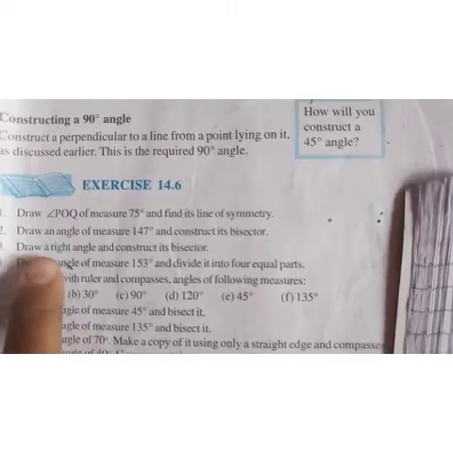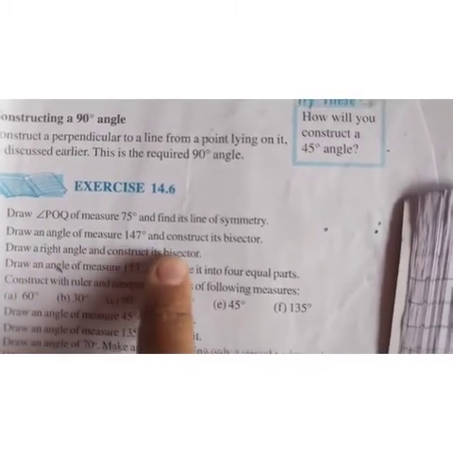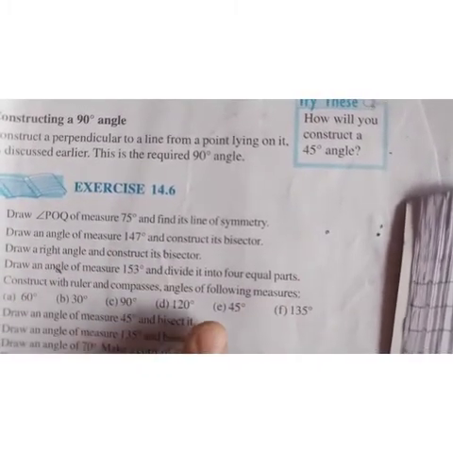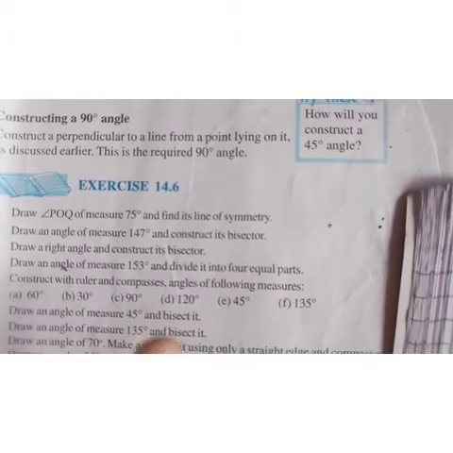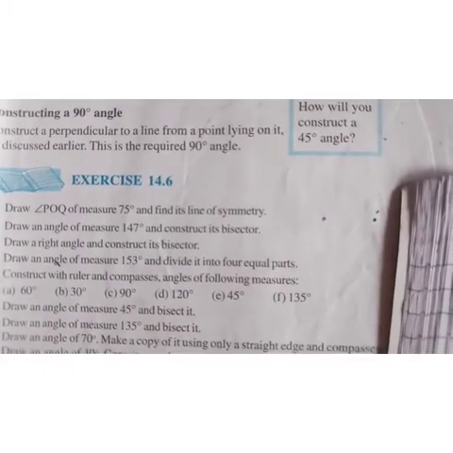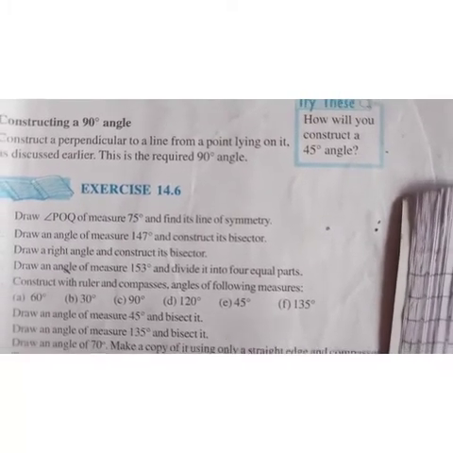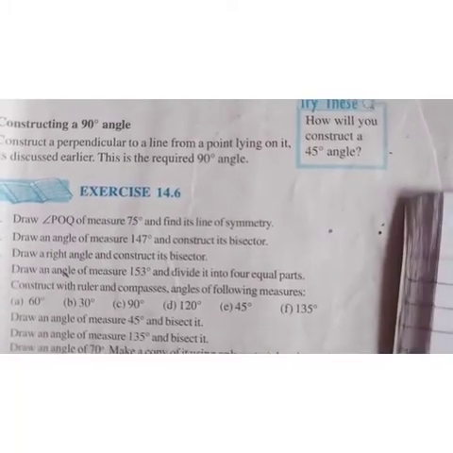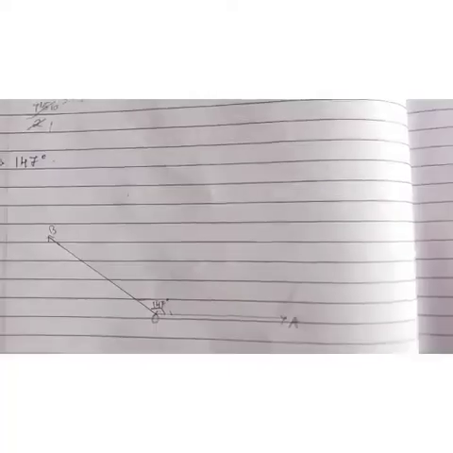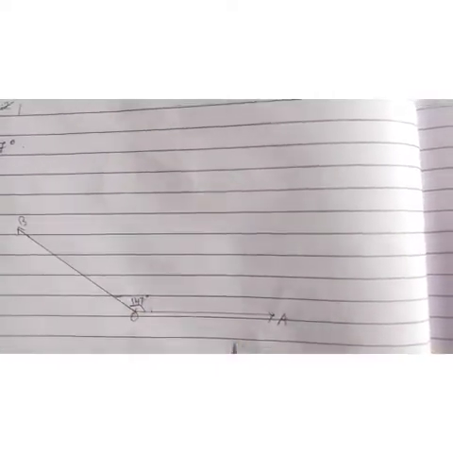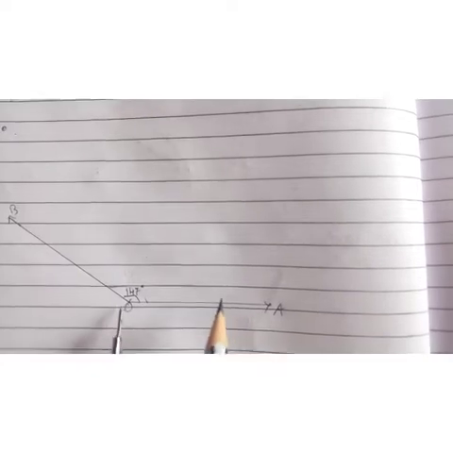Question number 2. Draw an angle of measure 147 degrees and construct its bisector. So children, 147 degrees, they have not told you any ruler or compass, anything. So draw an angle of 147 using your protractor. So children, I have drawn the 147 degrees angle with the help of protractor.